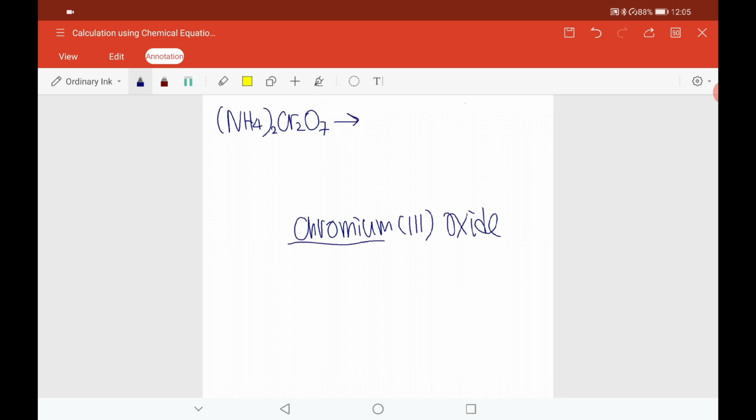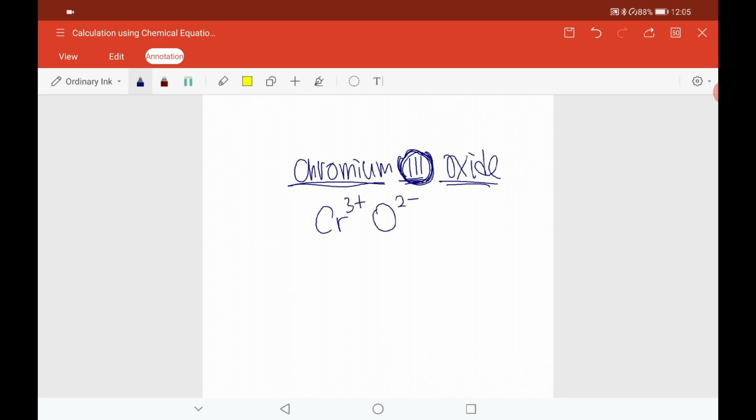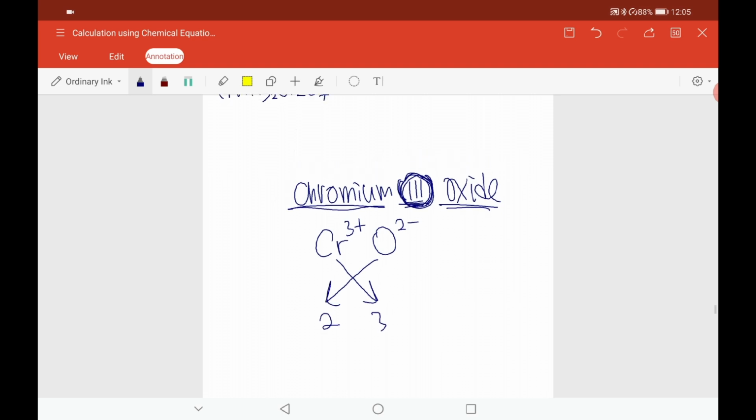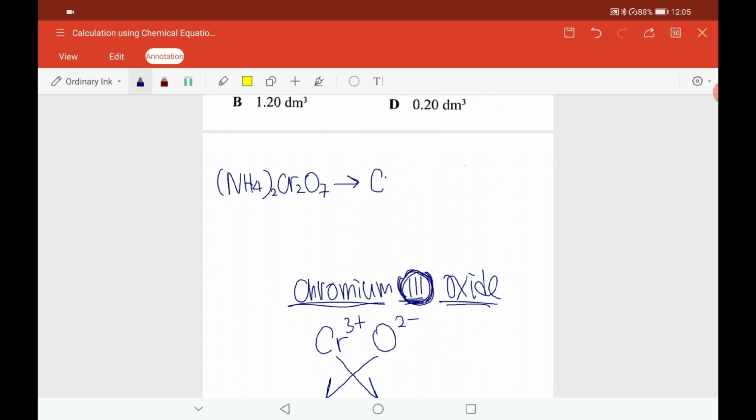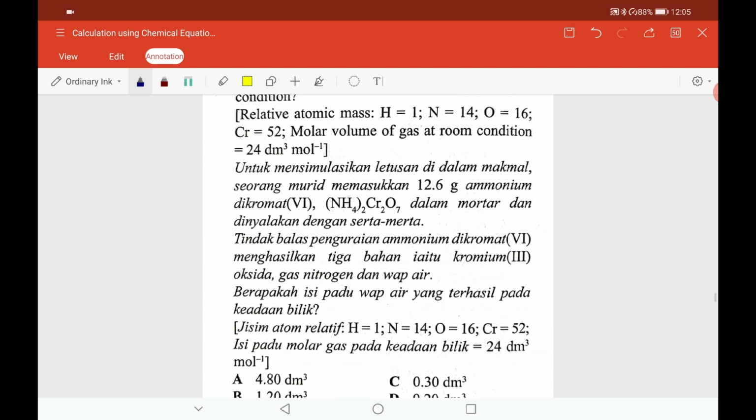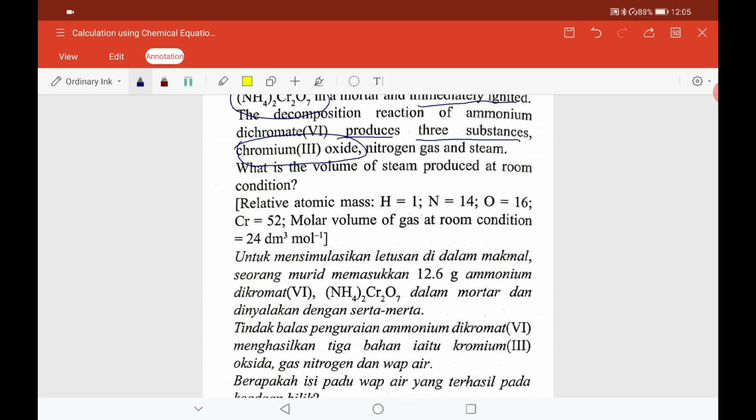Chromium, the formula is Cr. When you see a bracket with a number inside, this number is the charge. So when you see chromium 3, the 3 means 3 plus. Oxide, we know the charge is O2 minus. They have different charges, so we cross the 2 and 3. The final formula is Cr2O3. This is the formula for chromium 3 oxide. We predict the formula, we don't memorize it.